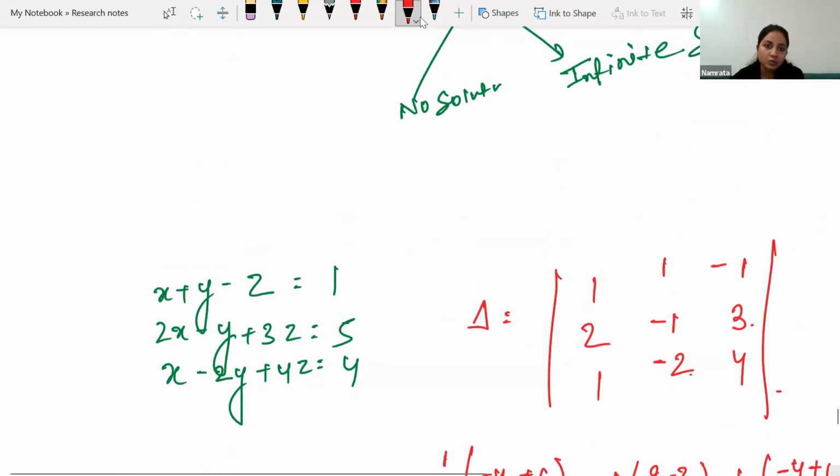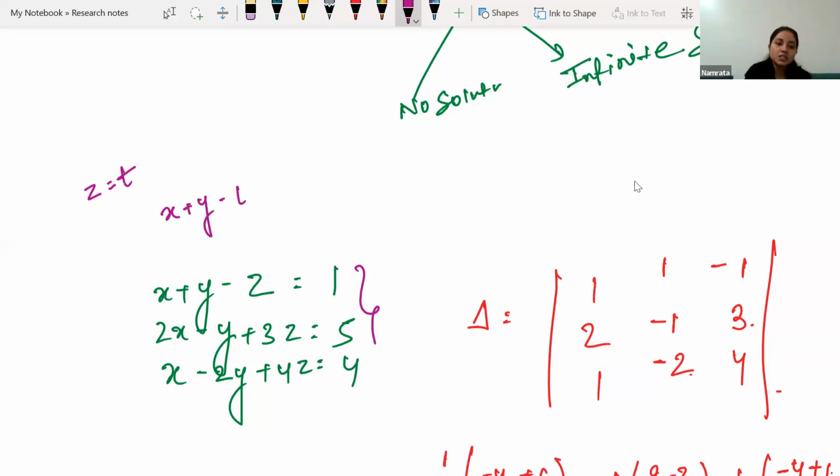Just pick any two equations from here. Let's say I have taken the first equation and the second equation. Now in place of z, I will take one variable by myself, any variable. I am taking z equals t. So I have x plus y minus t equals 1 as the first equation, so x plus y becomes 1 plus t. I am going to treat this t as a constant. The same thing I'll be doing in the second equation.